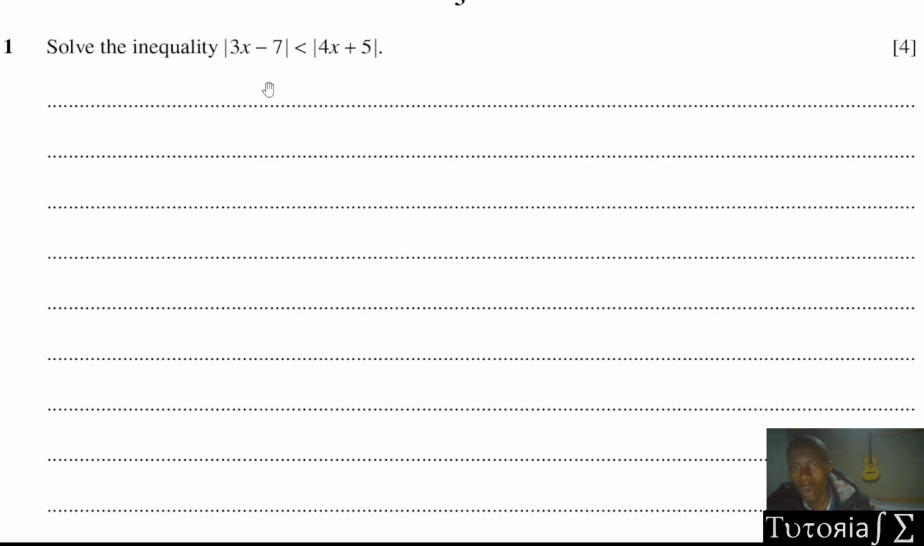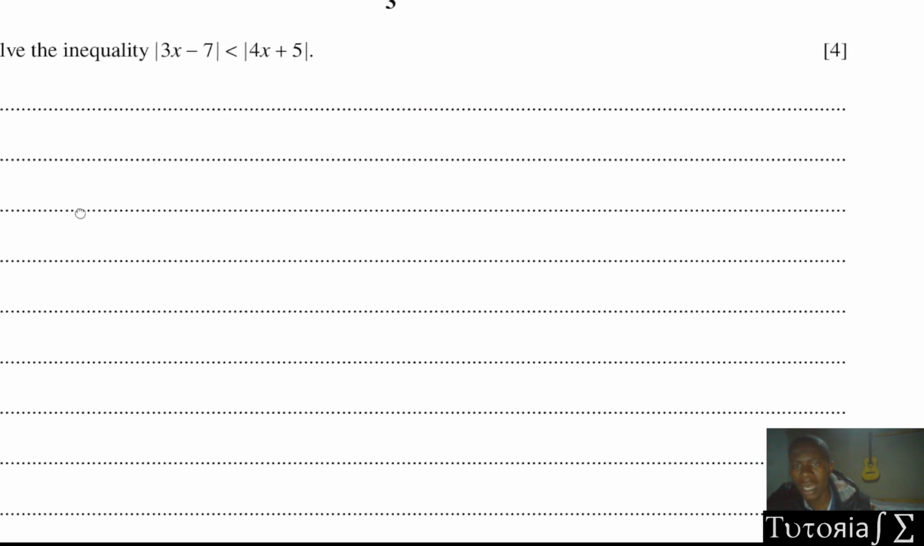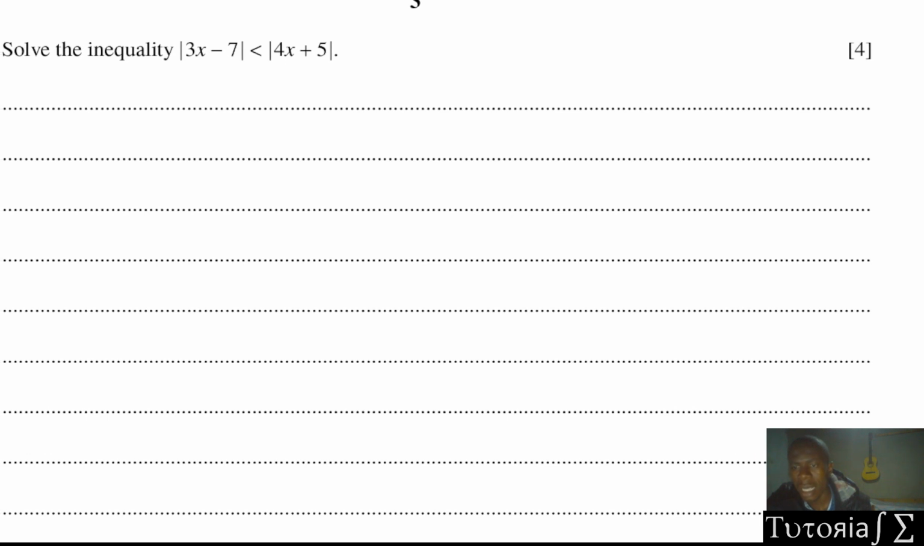All right, so this is question 1. Question 1 is asking us to solve the inequality. Basically, this question is asking us to find the values of x that satisfy this inequality right here. To solve any inequality that has modulus, you need to get rid of the modulus. That is the first step. The first step is to get rid of the modulus.